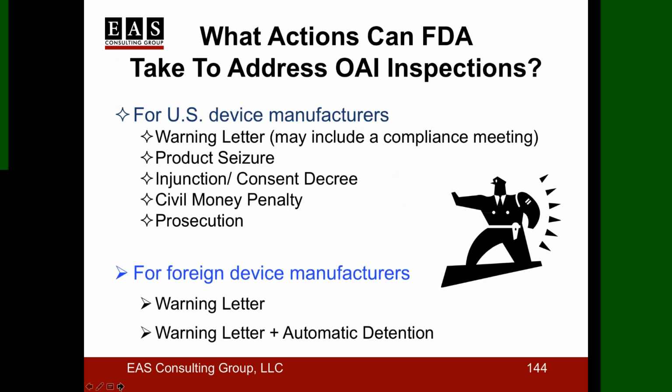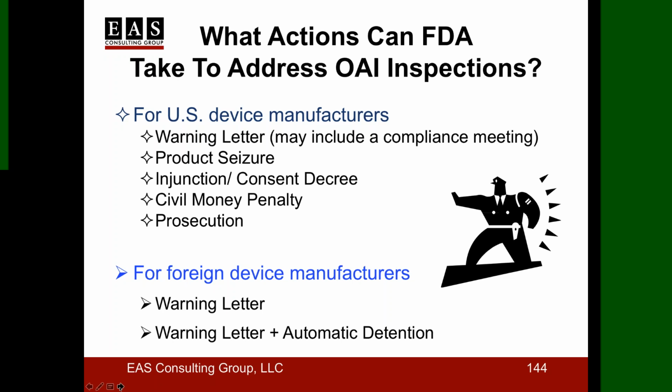So again, for these OAI types, if it's a U.S. company, they basically give a warning letter. They may have a compliance meeting with the company. You want to go ahead and reply when you receive a 483, so you won't get a warning letter. But if things are serious in nature, even if you do reply, you may get a warning letter. Depends on the compliance officer. They could seize product. It's very risky if you don't recall. Or they can have a civil money penalty.